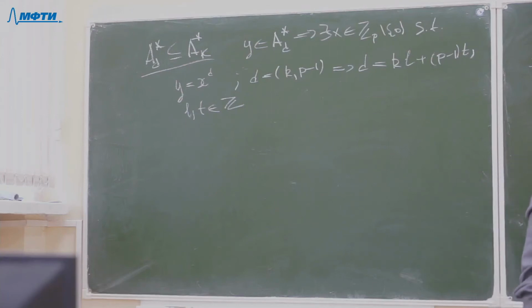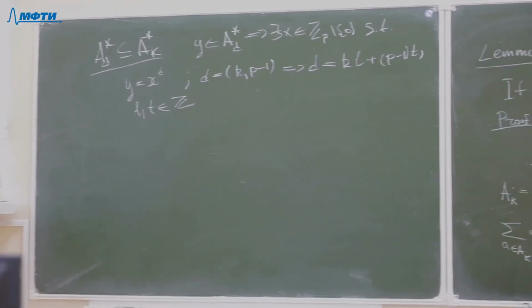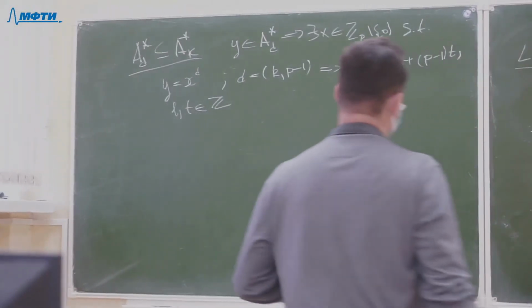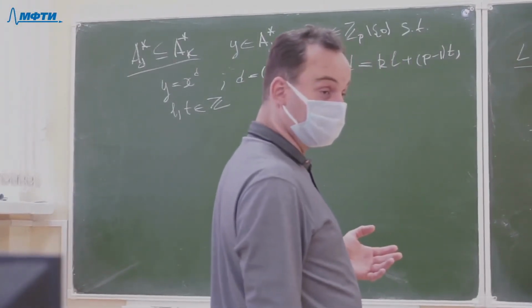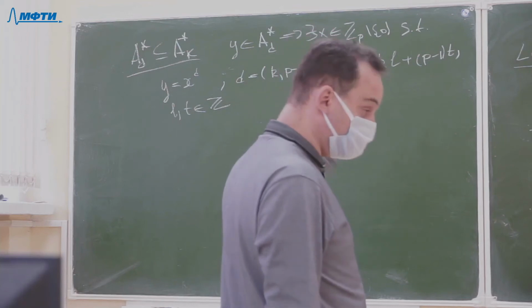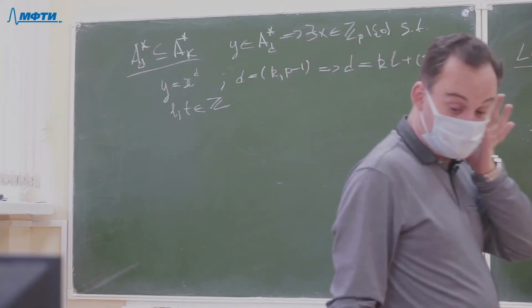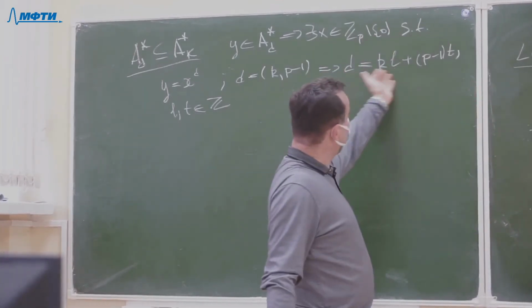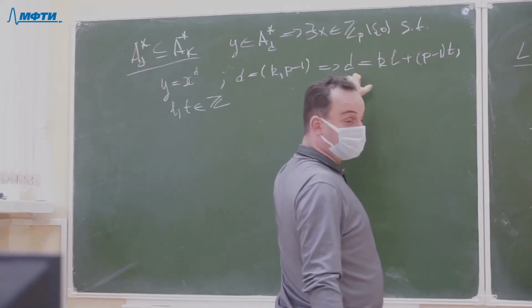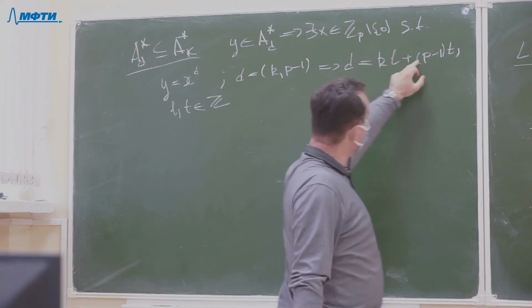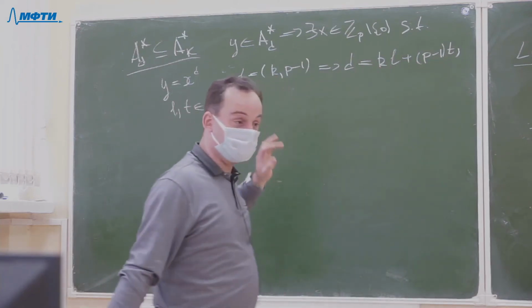This is the main fact from the Euclidean algorithm, actually. It follows from the Euclidean algorithm of counting the greatest common divisor. We can get this combination backwards when we move backwards through the Euclidean algorithm. Well, let's take this. So the greatest common divisor is representable in the form k l plus (p minus 1) t, with l and t whole numbers. Okay.